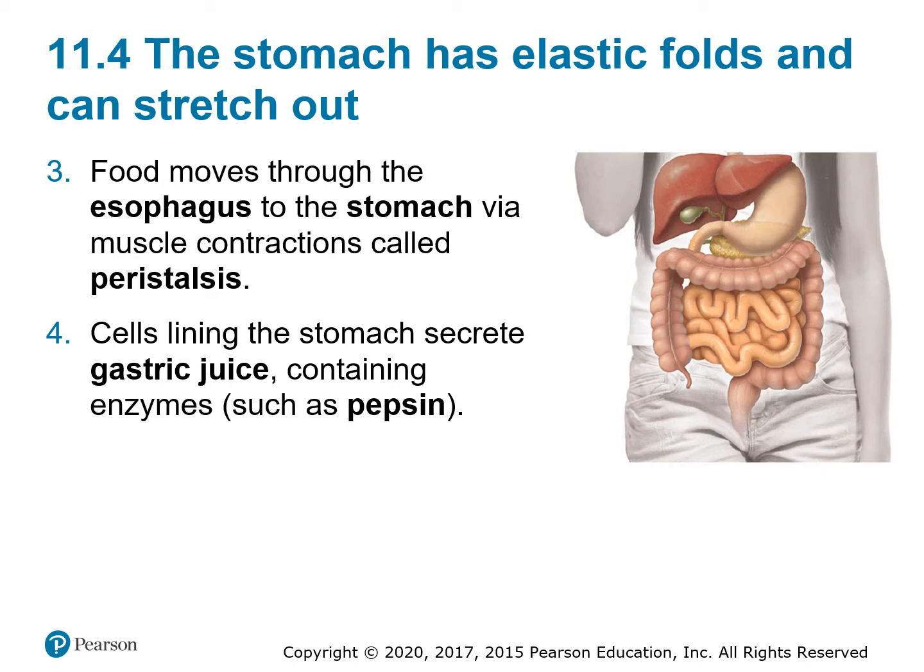Food then moves from the esophagus to the stomach, and that takes place via these muscle contractions called peristalsis. And then cells lining the stomach secrete gastric juice containing enzymes such as pepsin that can help digest food, in this case proteins.